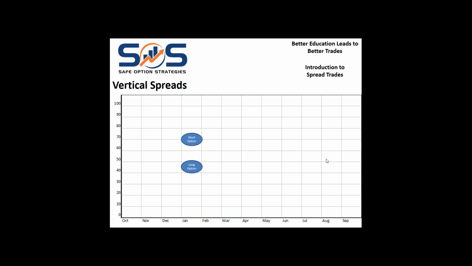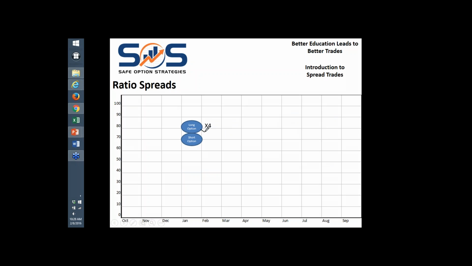For example, if I go back, the long options, because you're trying to make it cheaper, could be at 75, could be at 80, could be at 85, and could be at 90.